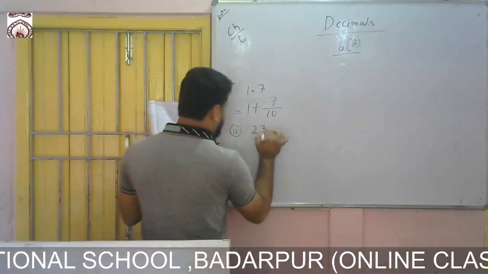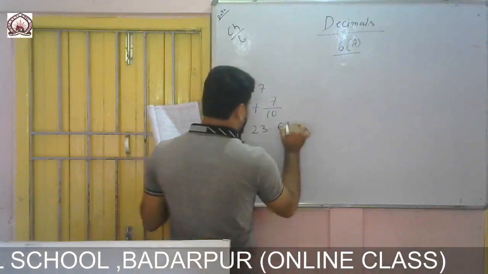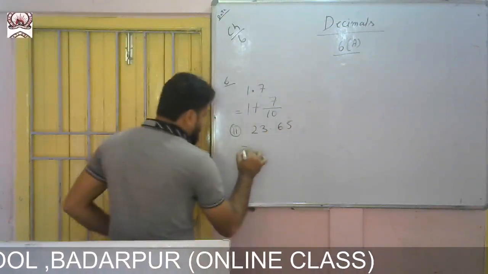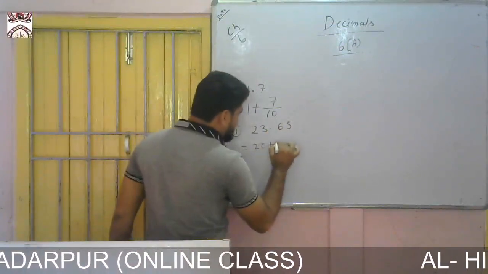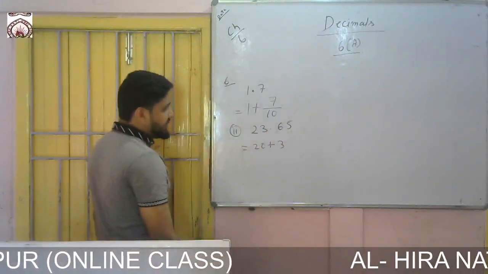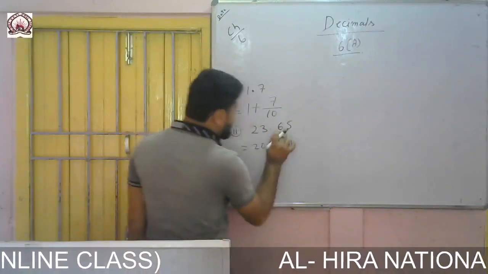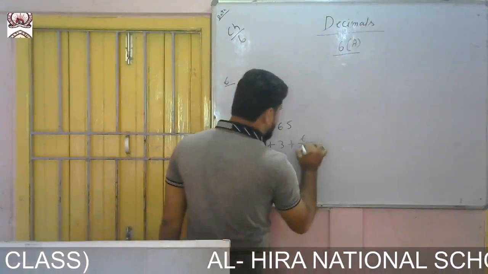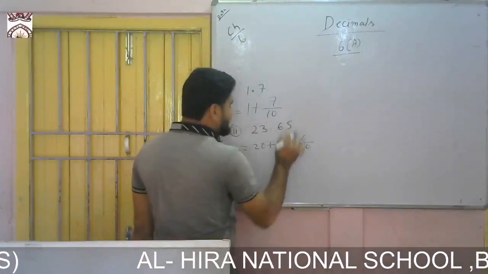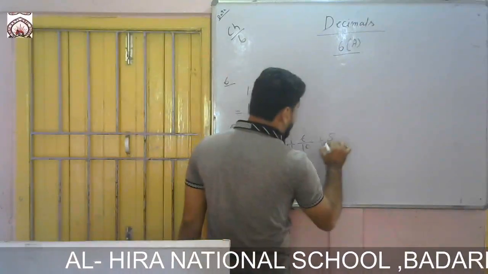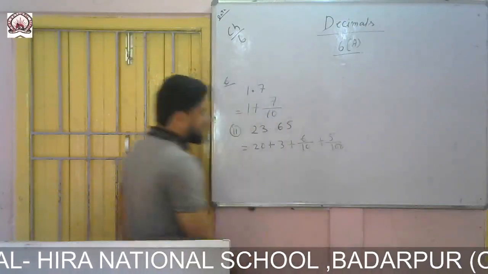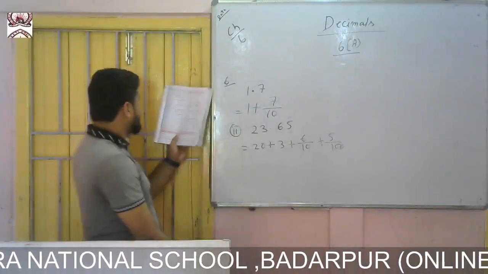Now come to question number 2: 23.65. So it will be 20 plus 3. Okay, 20 plus 3 plus 6 is in the tenths place, so 6 by 10. And 5 is in the hundredths place, so 5 by 100. So this is in expanded form.